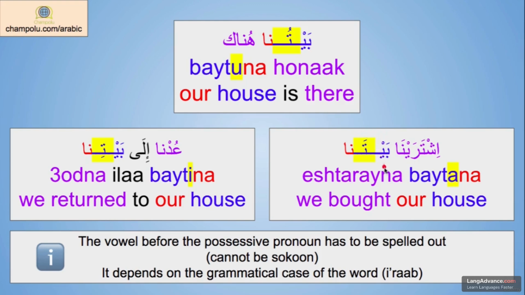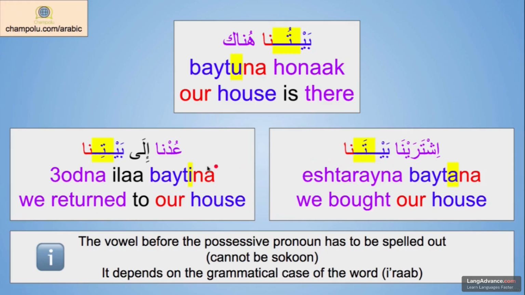But if the word is an object or a direct object, like when we say we bought our house, we say اشترينا بيتنا. So we bought our house. In this case, our house is the object. So it has بيت, and then بيتنا.